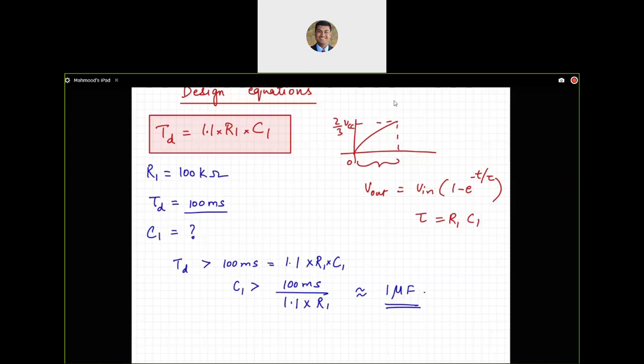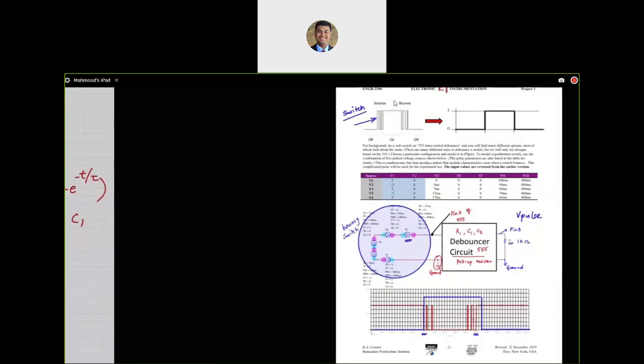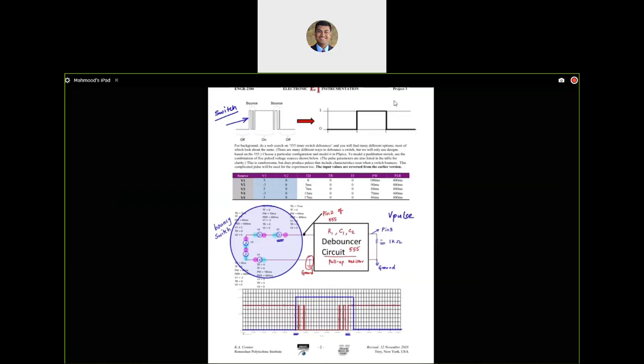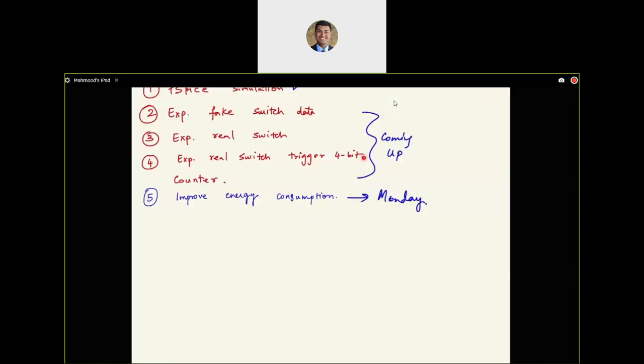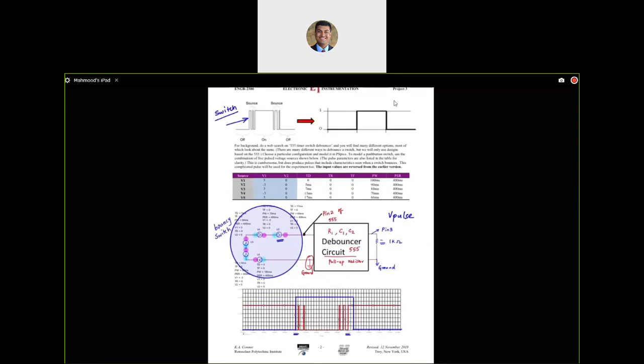Now today, apart from answering your question about how to do this in Pspice, I'm also going to talk about one more important aspect of this, which is, right, where is my page? There. So we have kind of done 1, 2, 3, 4. I'm going to talk about how do you improve the energy consumption. That's what we had reserved for today. So let's answer that question about how do you simulate this bouncy switch in Pspice.